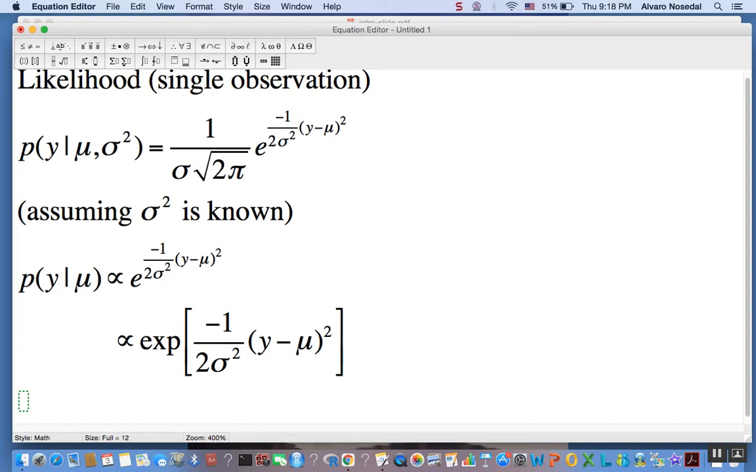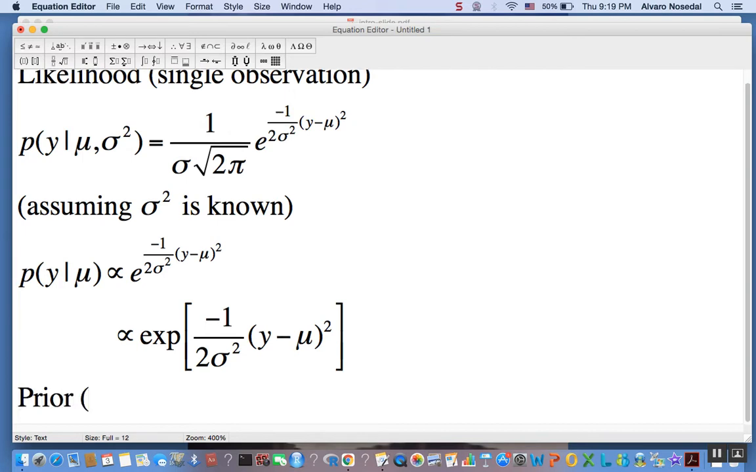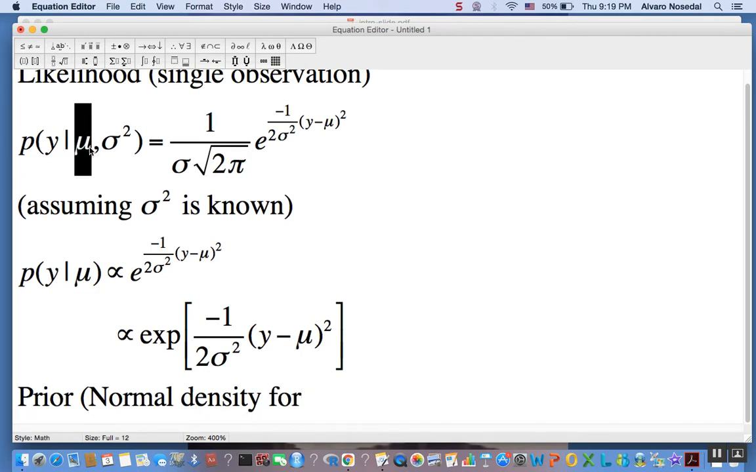So, next, the other ingredient, since we're going to be analyzing this single observation coming from a normal process with mean mu unknown and variance sigma squared known, from a Bayesian perspective, the second important ingredient is our prior. Also, as we said, our prior will be a normal density for mu. Okay, so our prior is a normal density for the parameter of interest mu.